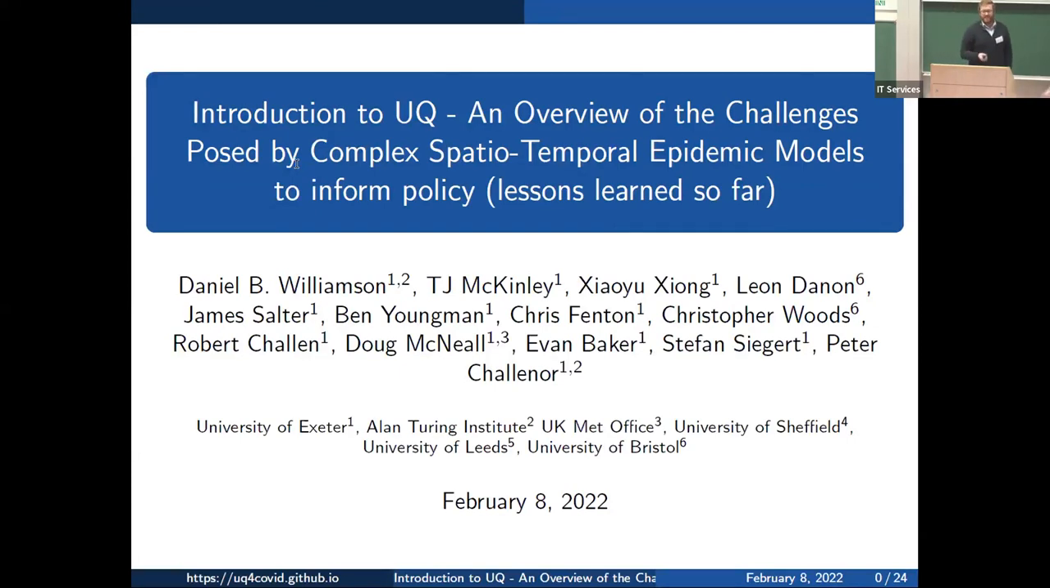My name's Danny Williamson, and I'm the PI of a project called UQ for COVID that came after RAMP. So I was sort of involved with RAMP, and we got connected with Leon Dannon, who is one of the guys at Juniper and a modeler with SPI-M.